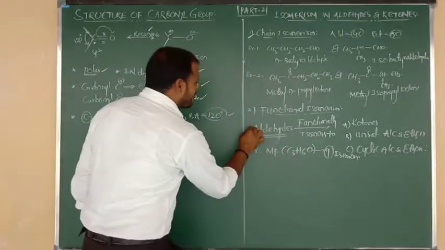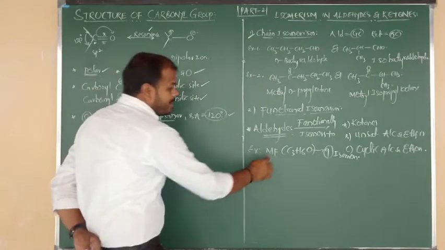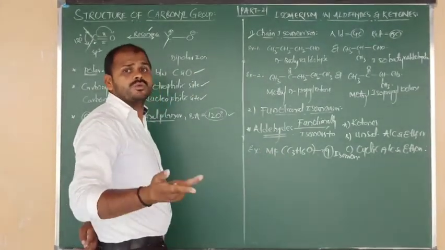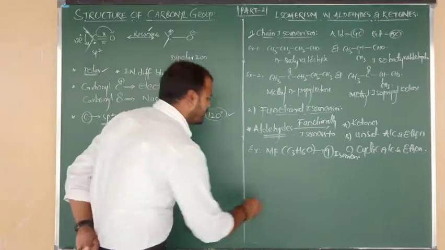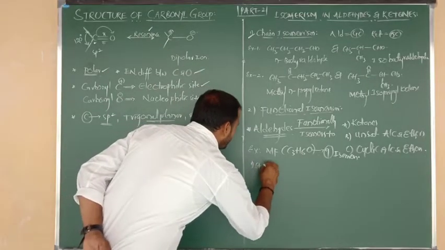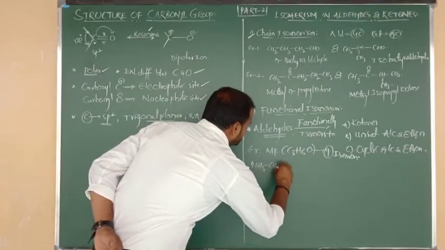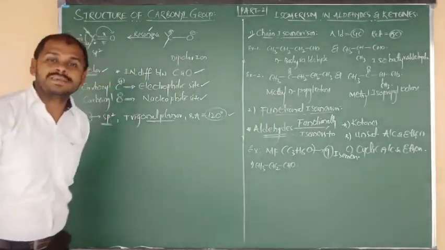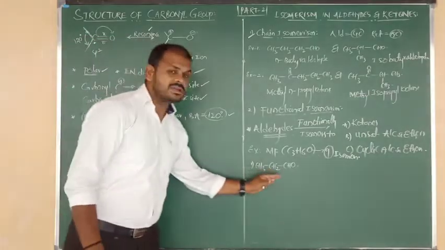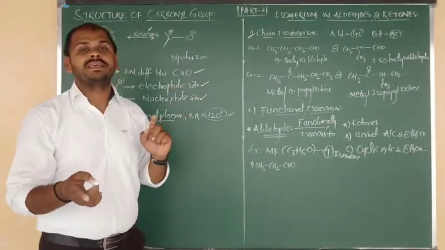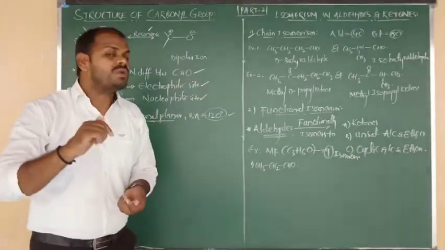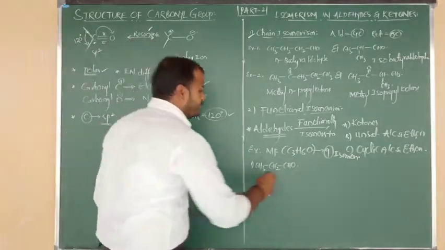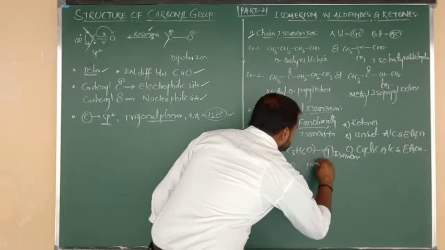So first of all, let me consider the aldehyde. How many carbon aldehyde? 3 carbon aldehyde. We can say propanal, and also propionaldehyde. Let me consider number 1: CH3 bonded to CH2, again bonded to CHO. What is the name of this compound? This is propanal. Otherwise the common name is propionaldehyde. Okay beta? Which name? Propionaldehyde.